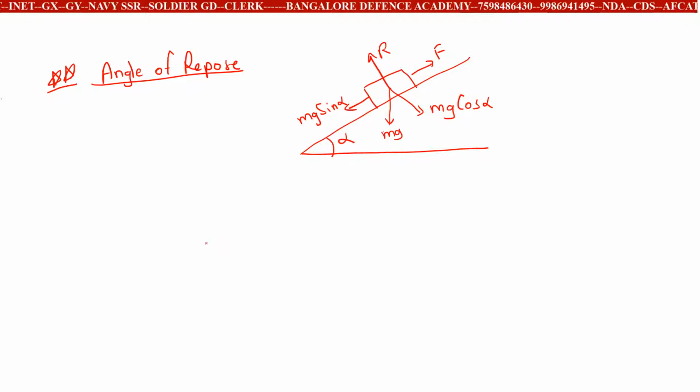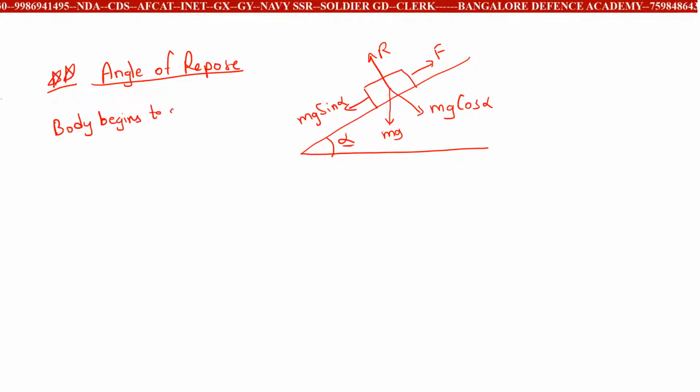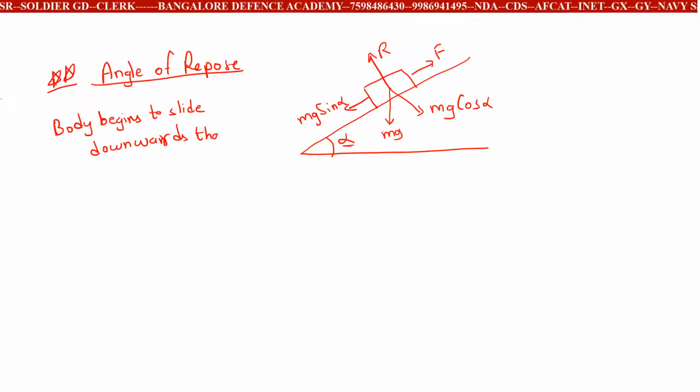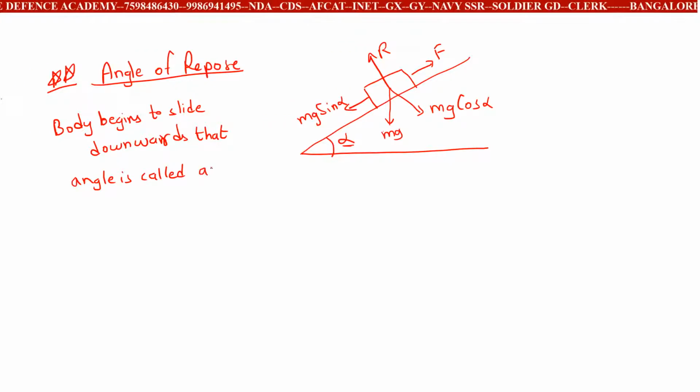It is the angle of inclined plane with the horizontal, that is alpha here, when the body placed on the inclined surface just begins to slide downwards. Okay, you can write it down in short. When the body begins to slide downwards, that angle is called angle of repose.